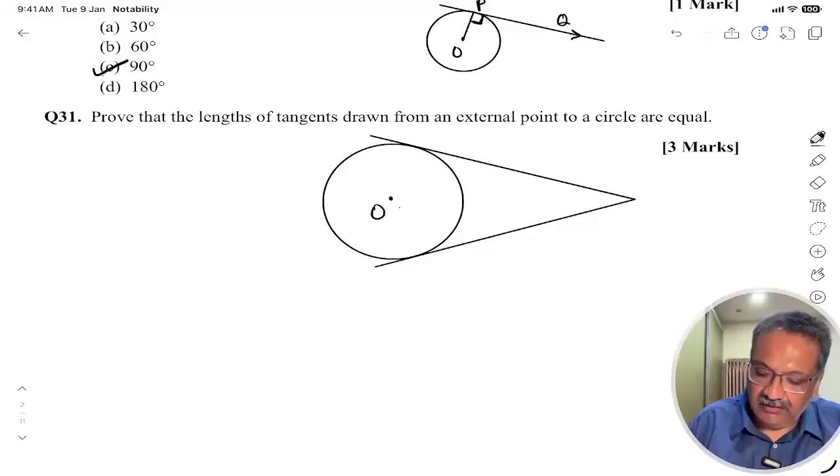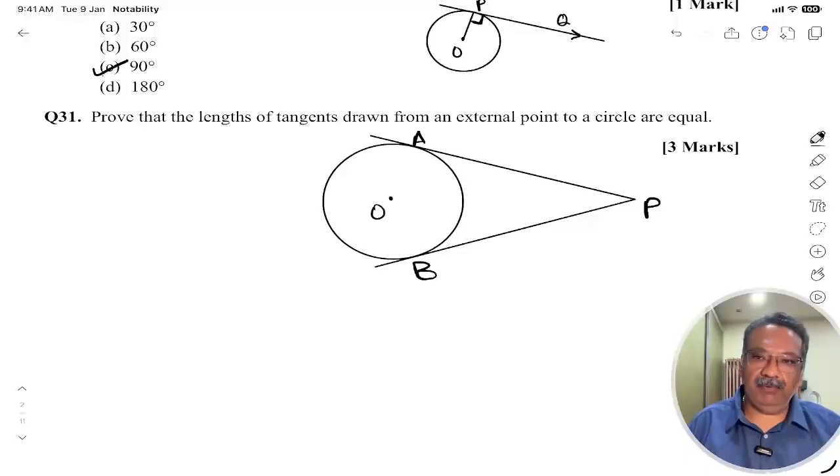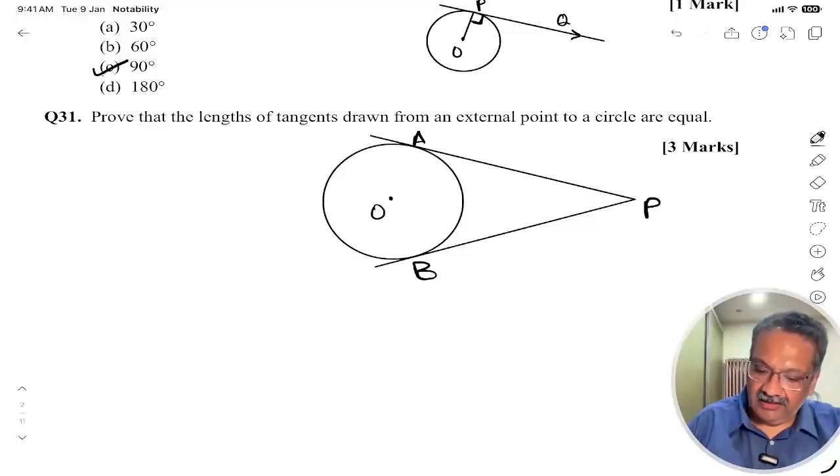So we have a circle with center O. P is an external point. PA and PB are 2 tangents from an external point to the circle. Now we have to prove that the lengths of these 2 tangents, PA and PB, are equal.